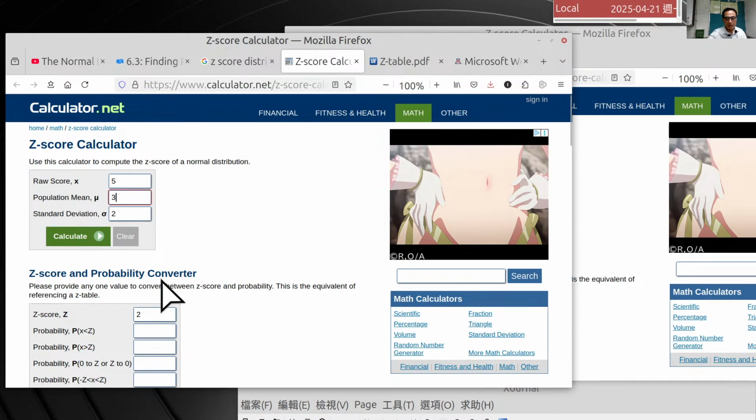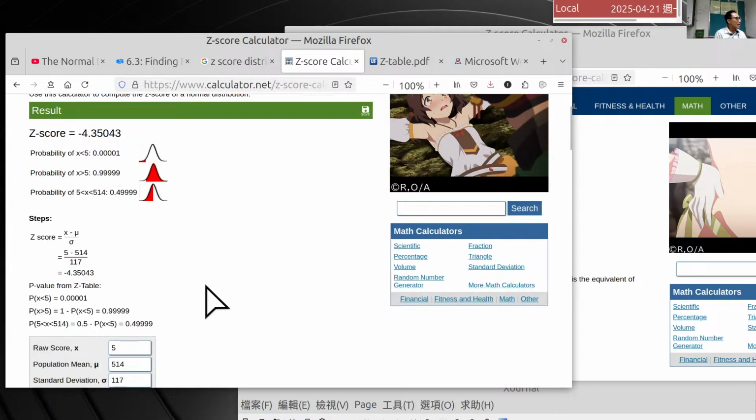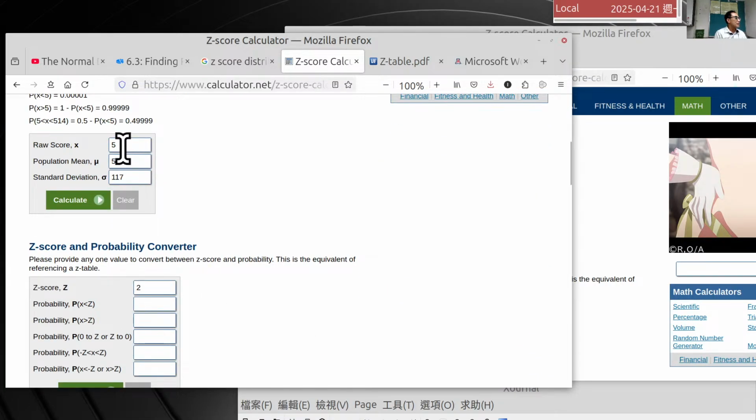Mean 114, standard deviation 117. Okay, like this one. Okay, and now the question is how to calculate 700.